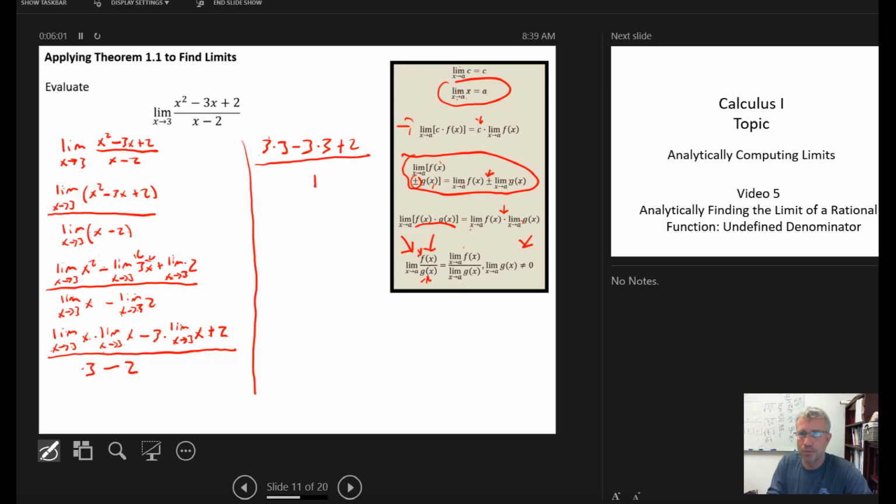Now I have just real numbers, so I'm going to apply the operations using order of operations. I have 3 times 3 is 9, minus 3 times 3 is 9, plus 2, over 1, which is 0 plus 2, which is 2, over 1, which is just 2. So the limit of this rational function is equal to 2 when we take the limit as x goes to 3.